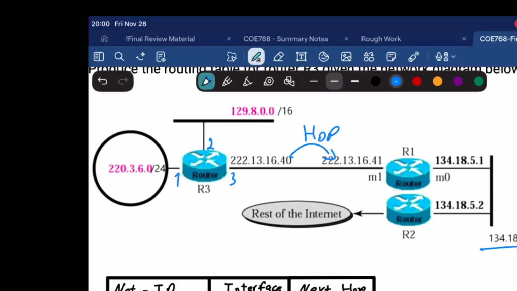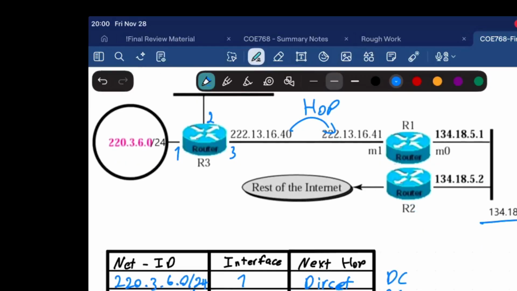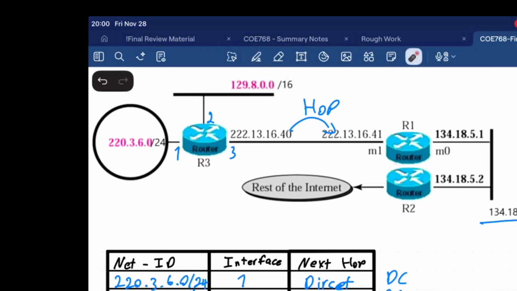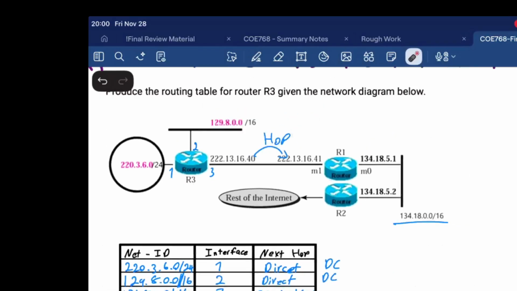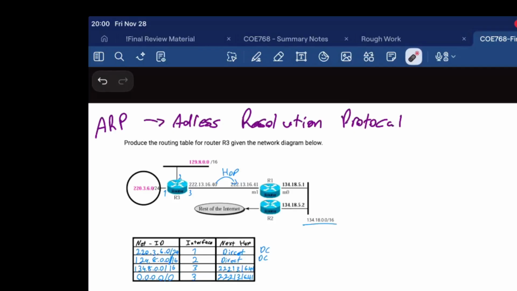So 222.13.16.41. And any extra IP address that it needs to communicate with, whether it be a DNS server, YouTube, or Google, doesn't matter, will be using this, I guess you can say, list or this item on its ARP table. So all other routes that need to be made to the internet are happening through R3 with its hop being the one ending in .41.